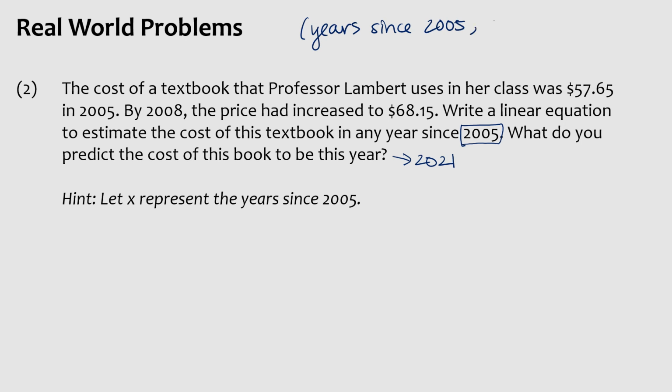Okay, and then this one is cost. Okay, and again, I like to write the variables like this with my X and my Y so I can see what I'm looking for here. Okay, so years since 2005 and cost. All right, so let's take a look at this.